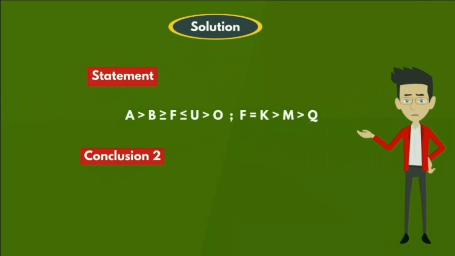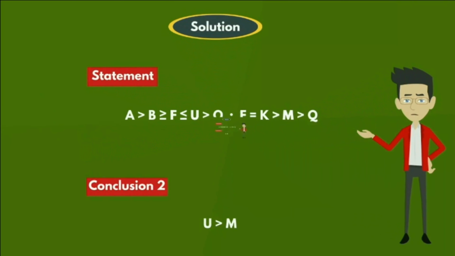Conclusion 2. U greater than M. Here in the statements, we don't have a direct relation between U and M, but we can combine these statements. Here we have a relation from F to U and F to M. So we will get a relation from U to M. Here in this statement, F greater than M.